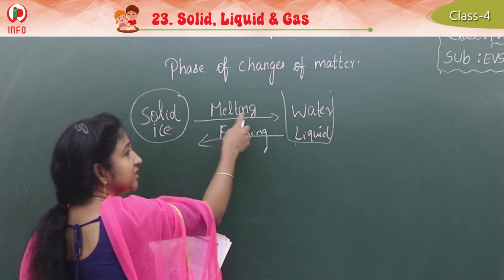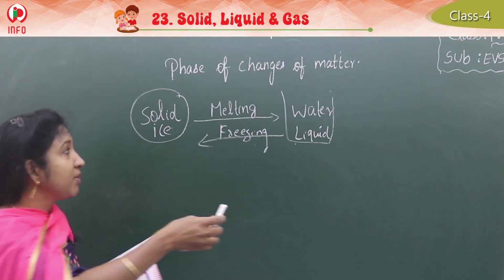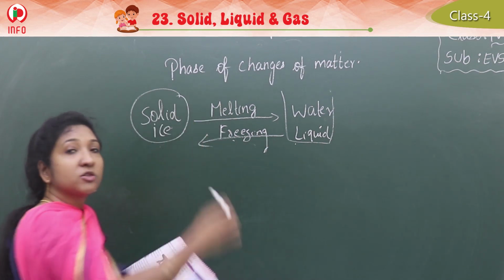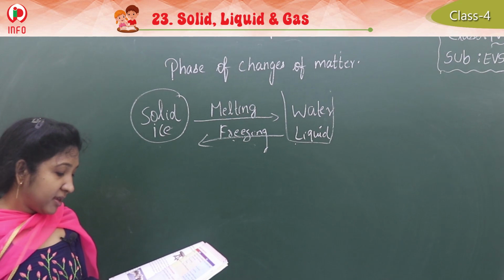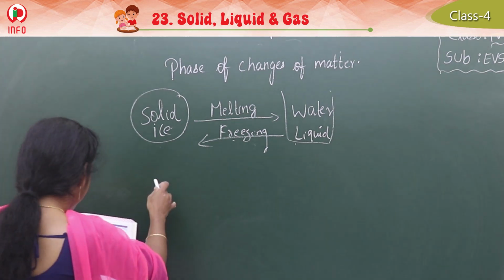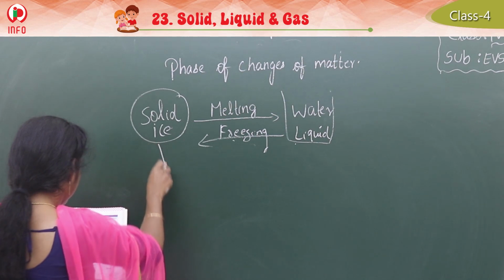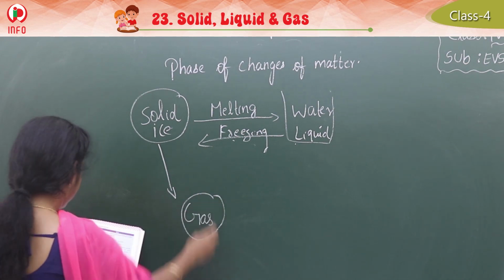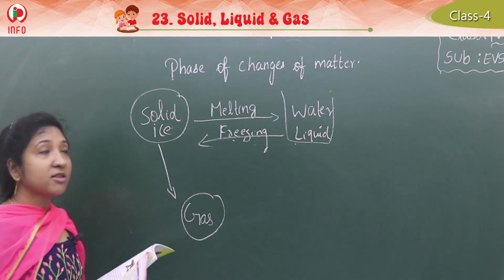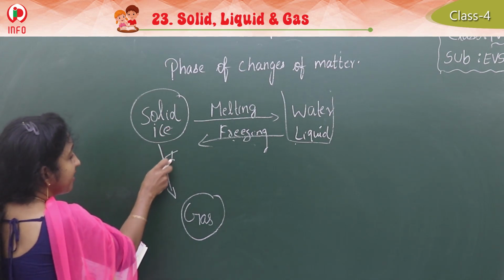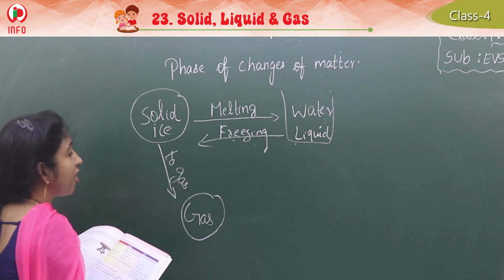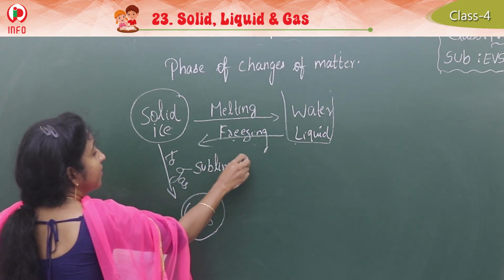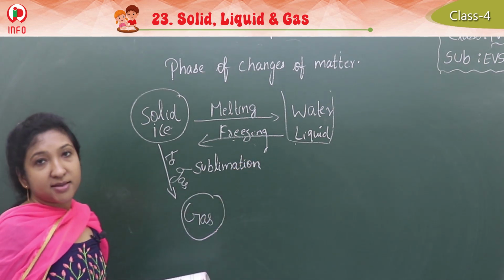So this ice, when it melts, as I told you earlier, when it is heated, it becomes water. Then again freezing, the reverse action, it will go to the solid form of ice. Now this ice, sublimation. Sublimation means what, you know? Solid changes into gas. The process by which solid changes to gas is called sublimation.